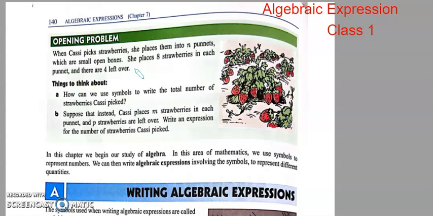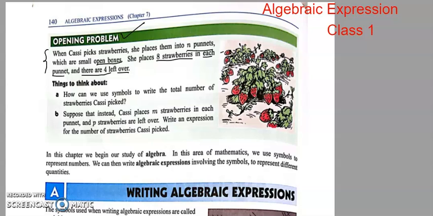So the topic starts with the opening problem here. Just let me go through the opening problem. When Cassie picks strawberries, she places them into n punnets, which are small open boxes. She places 8 strawberries in each punnet, and there are 4 left over.